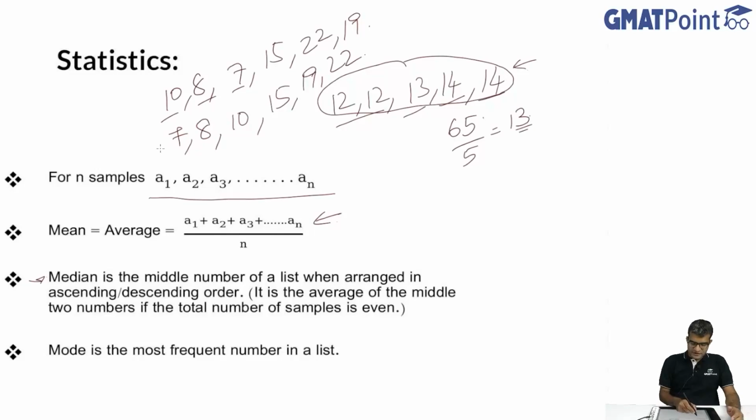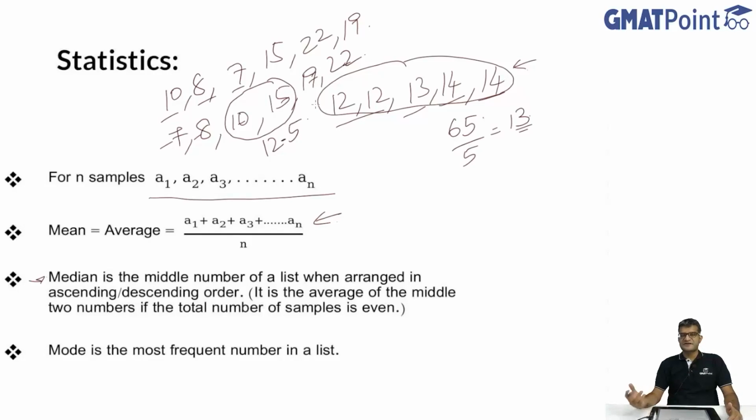How many numbers are there? You have 1, 2, 3, 4, 5 and 6. 6 is an even number. So the median of these 6 numbers will be the average of the middle 2 numbers. The middle 2 numbers are 10 and 15 after you arrange them in ascending order. So the median will be 12.5.